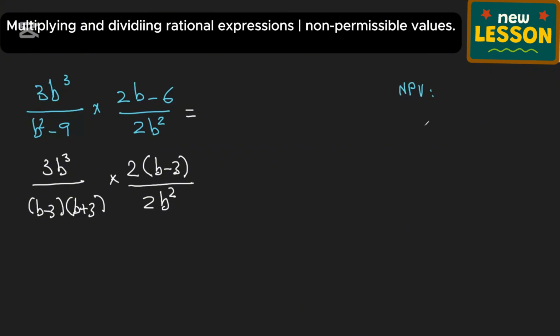Okay, now let's talk about our non-permissible values for this question. So we have a b squared here. Of course, if we make this b 0, then we'll end up with 0 on the bottom, because 0 squared is 0 times 2 is 0. So b cannot equal 0.